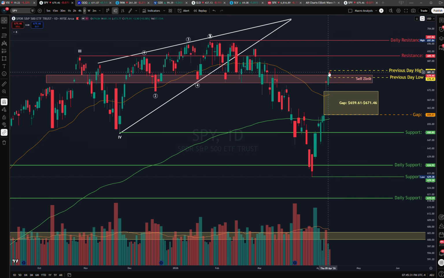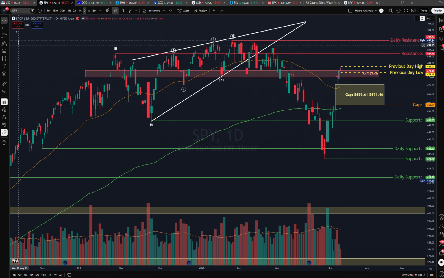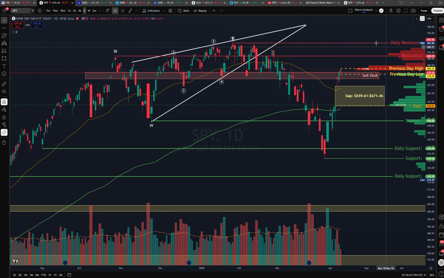But one of the things that actually concerns me going into this week is that we have a gap, and more likely than not, these gaps tend to get filled. And one of the other things is that at the top here is where we saw a lot of the selling pressure happening. This is where a lot of the major distribution was taking place before the sell-off, and you can see it here at this level here. There's a lot of distribution taking place.